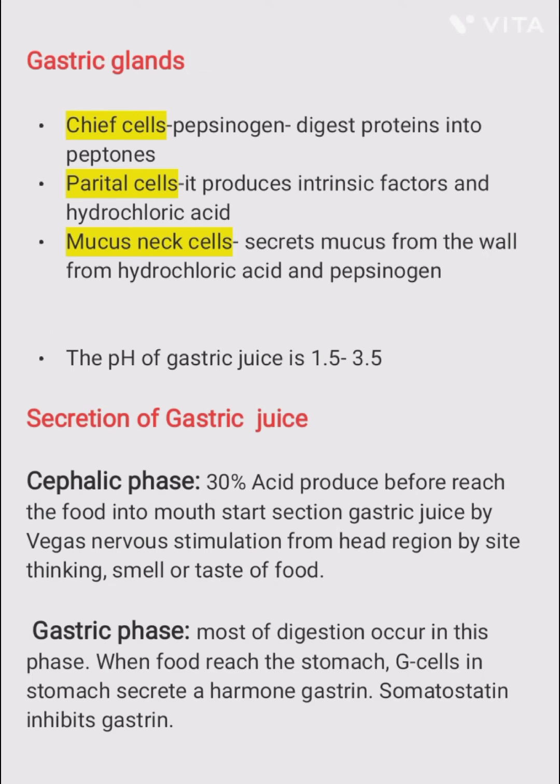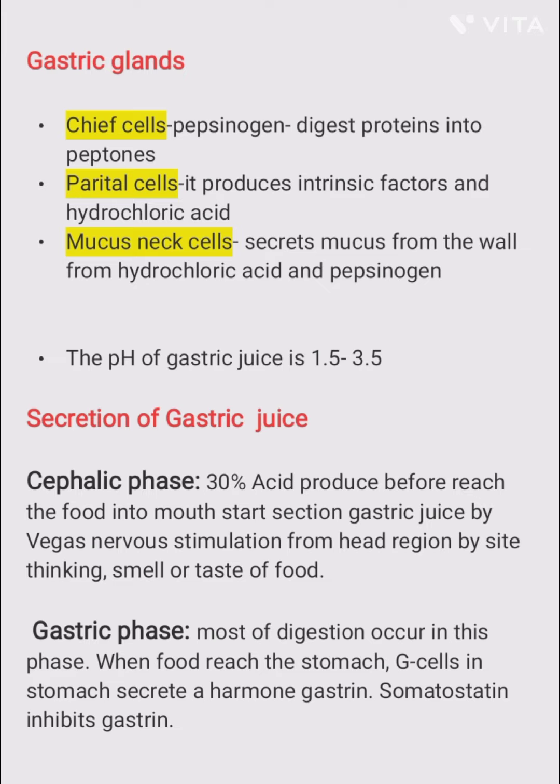In stomach, three types of glands are there. They are chief cells, parietal cells and mucous neck cells. Chief cell secretes pepsinogen and it digests proteins into peptones. Parietal cells secrete intrinsic factor and hydrochloric acid. And last, mucous neck cells secrete mucus to protect the wall from the hydrochloric acid and pepsin. The pH of gastric juice is 1.5 to 3.5.